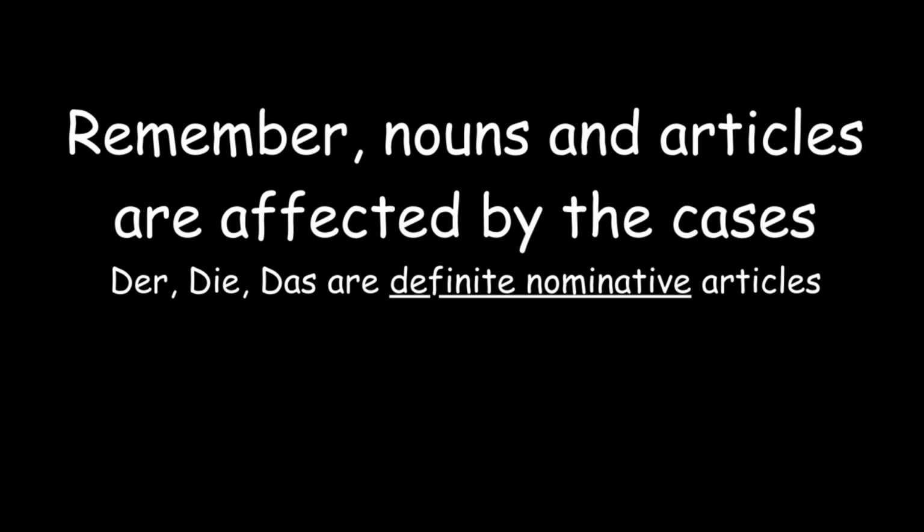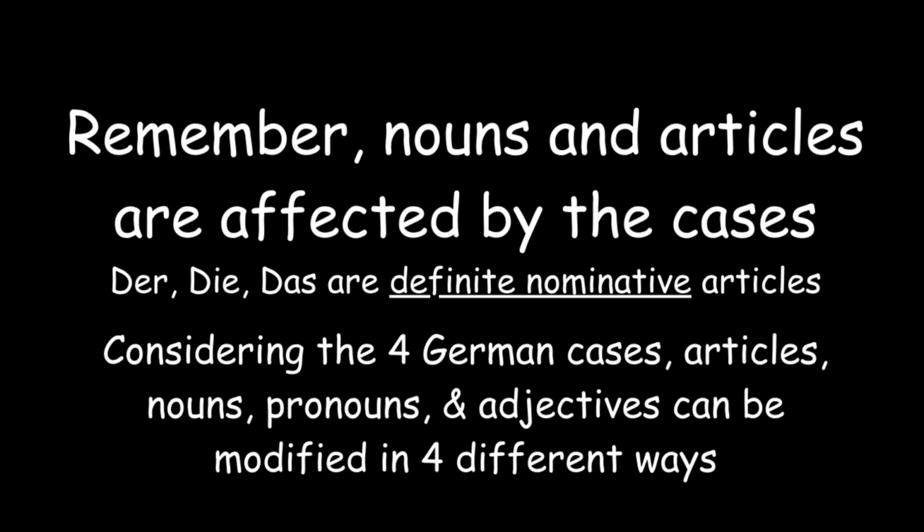This is how you identify the gender of a German noun. But remember that nouns and articles are affected by the 4 German cases. Every example that I showed with der, die, and das was in the nominative case, so I didn't show their changes in the accusative, dative, or genitive. Considering the 4 German cases, articles, nouns, pronouns, and adjectives can be modified in 4 different ways, and they must be known with the cases, which I'll explain individually in the next videos. I also have not shown the pluralization of the words because, again, they require more explanation, so it's something for the next videos.